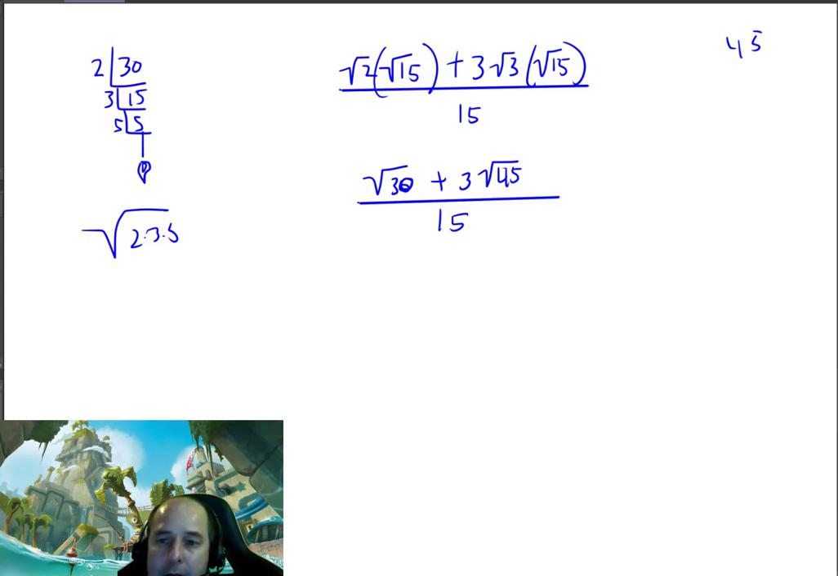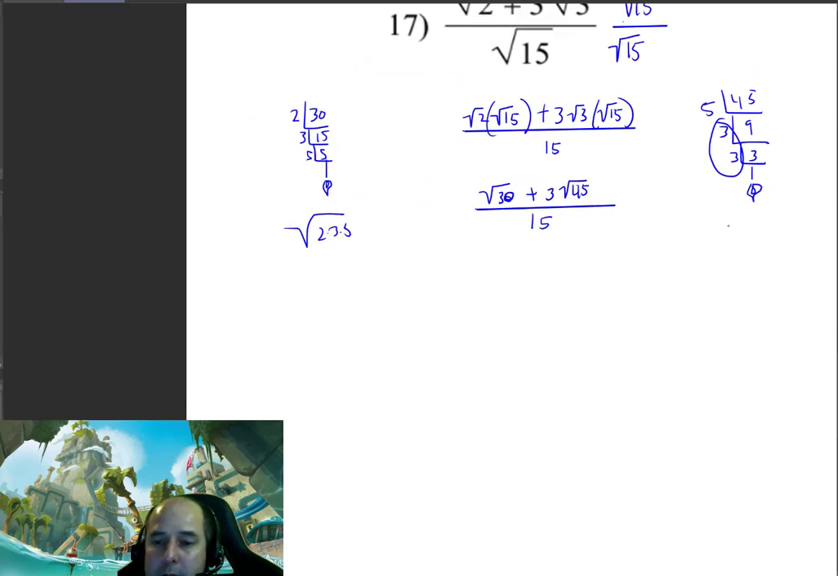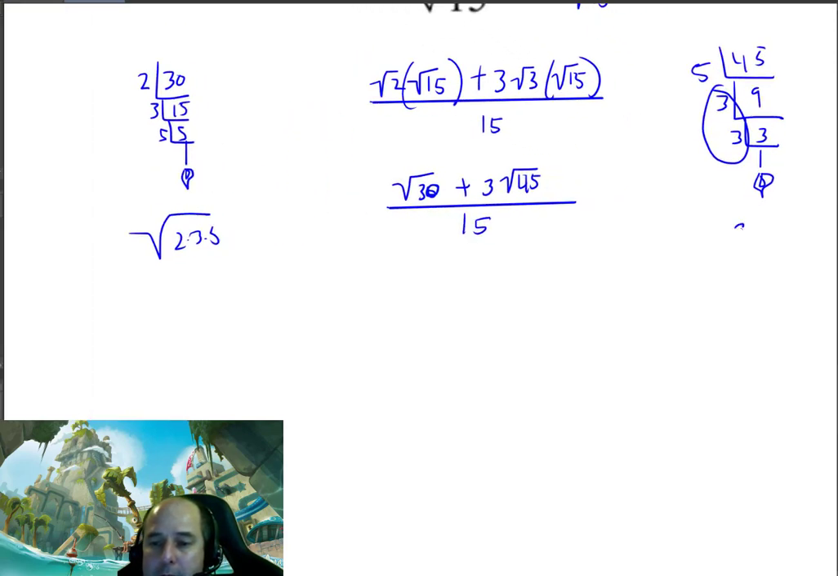So if we take out 45, you have 5 times 9 is 45. You take out a 3, you get 3. You take out another 3, you get 1. You give it a little birthday candle. And notice I have these dual 3's here. So those 3's are going to be able to leave the house together, you know, the buddy system and all that, right? Square roots of 5. So 3 square roots of 5 is what this 45 simplifies to.